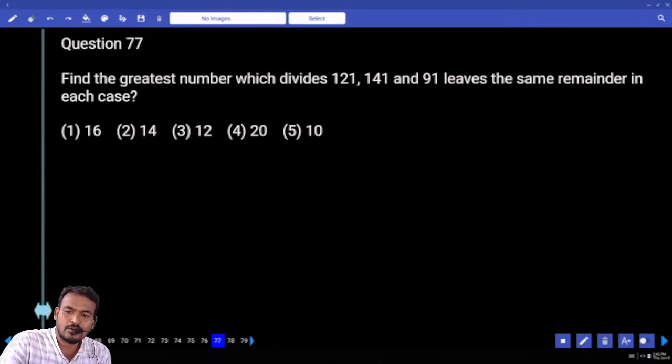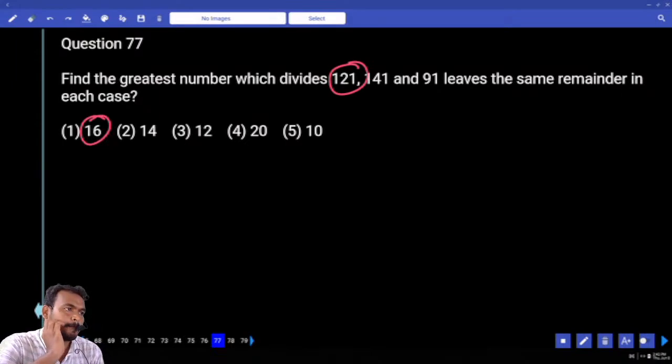What is the first value? 16. 121 is divided by 16. What is the remainder we are getting? 9. 141 is divided by 16. What is the remainder? 13. Different remainders or the same remainder? Different remainder. But the condition is the same remainder. First one not possible. What is the second one?